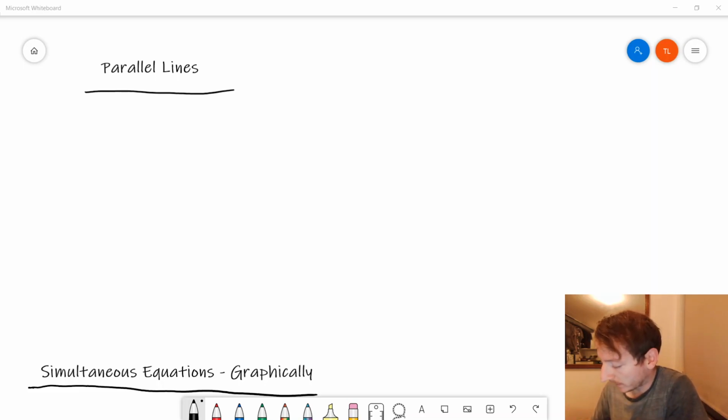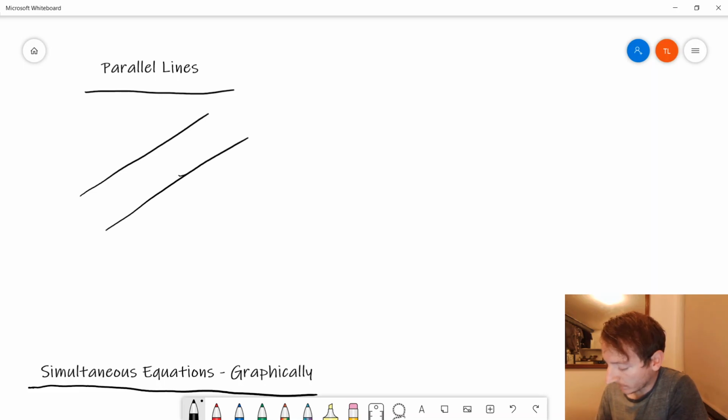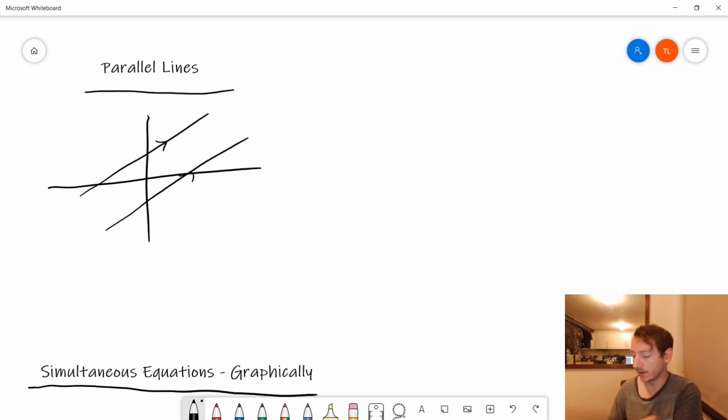So first of all, parallel lines. Parallel lines, remember, always go in the same direction, never touch. They have the same slope. If we're putting them on a Cartesian plane like this, you can see their gradient is the same. They just have different y-intercepts. So all you need to know for if two lines are parallel or not is the gradient.